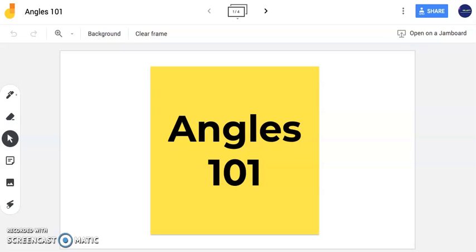Hello, today we're going to continue learning about angles. Our goal today is to work on classifying angles, labeling angles, and estimating angles.